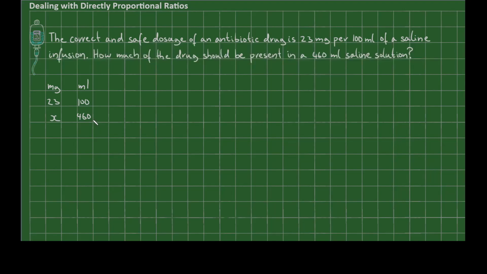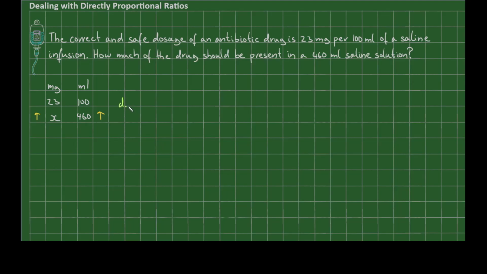To decide on the mathematical approach, I firstly need to identify, is this a directly proportional scenario or an inversely proportional scenario? I can see that the value for milliliters is increasing. I need to know whether the amount of milligrams is going to increase as well, or will it decrease. If the concentration of the solution is to be kept the same, I need to increase the amount of milligrams as well. So I could say that both of my variables are increasing. Therefore, this is a directly proportional scenario. I like to write a little d here to remind me of that.